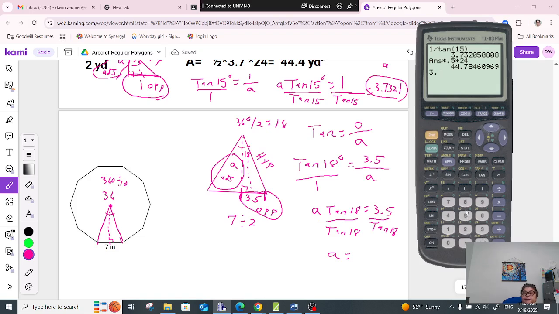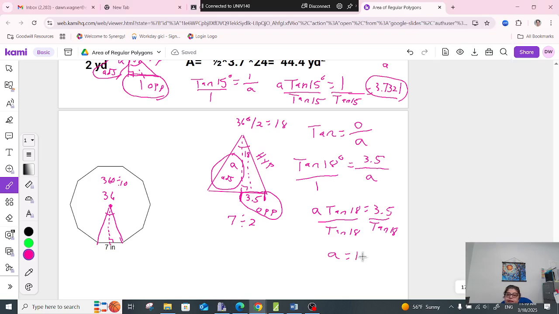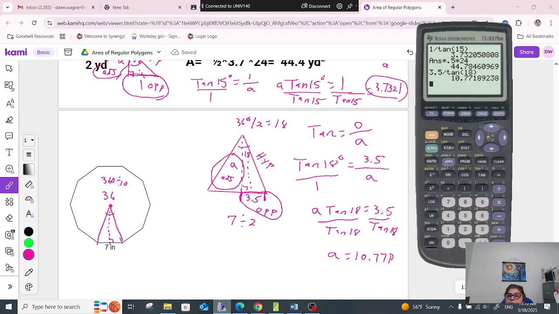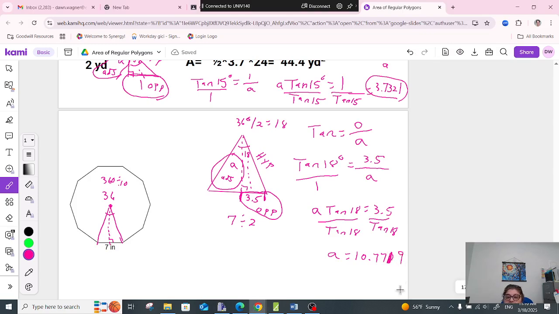3.5 divided by tangent 18. I'm going to go out 4 decimal places so I don't get rounding errors. So 10.77, what was it, 19? Oh, 89? So actually this would be rounded up to, well, let me look. Yeah, so 10.7719. That's what I'm going to put down.